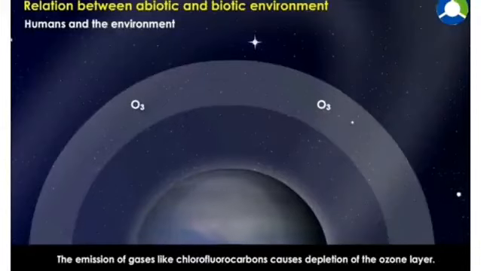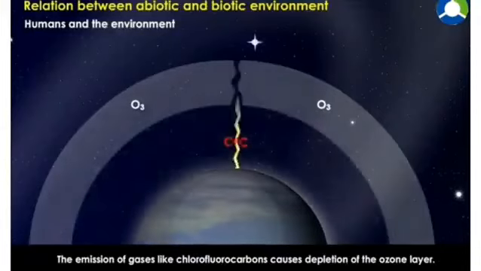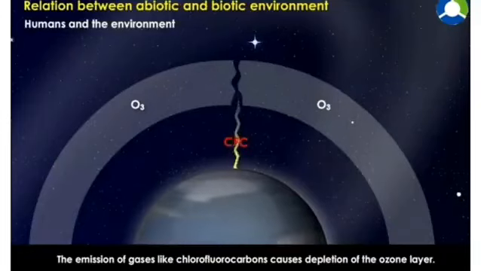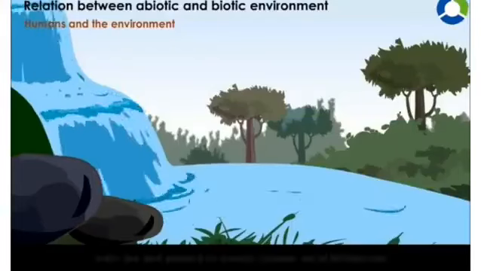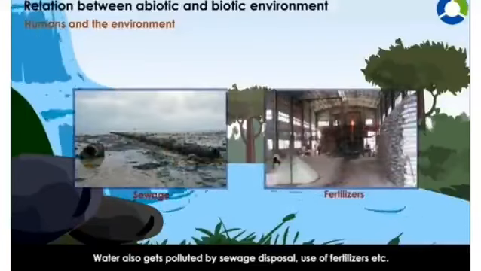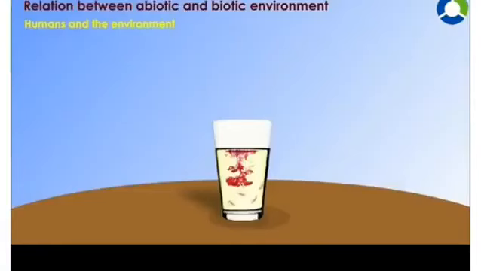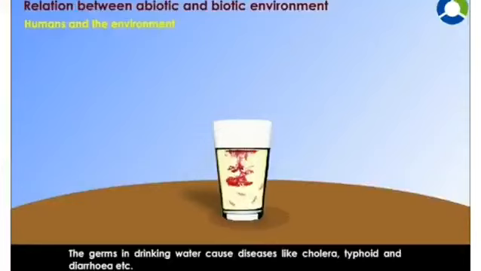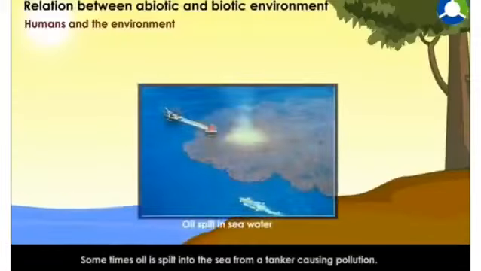The emission of gases like chlorofluorocarbons causes depletion of the ozone layer. Water also gets polluted by sewage disposal, use of fertilizers, etc. The germs in drinking water cause diseases like cholera, typhoid, and diarrhea, etc. Sometimes oil is spilled into the sea from a tanker, causing pollution.